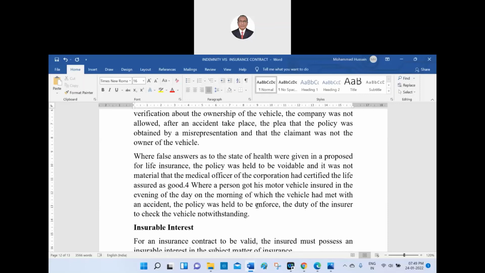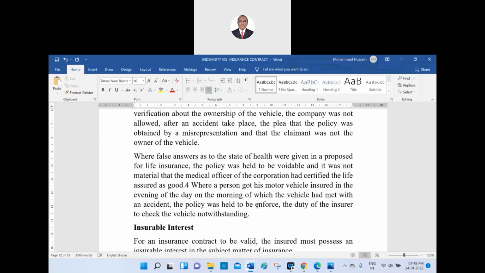So where false answers about the state of health were given in the proposal for life insurance, the policy is held to be voidable. It was not material that the medical officer of the corporation had certified that the life assured was as good. Where a person got his motor vehicle insured on the evening of the day on the morning of which his vehicle met with an accident, the policy was held to be enforceable.